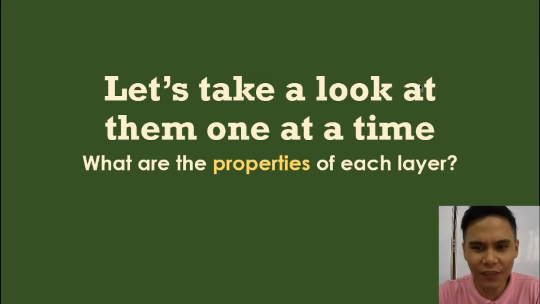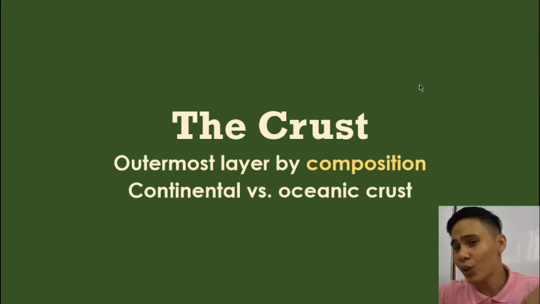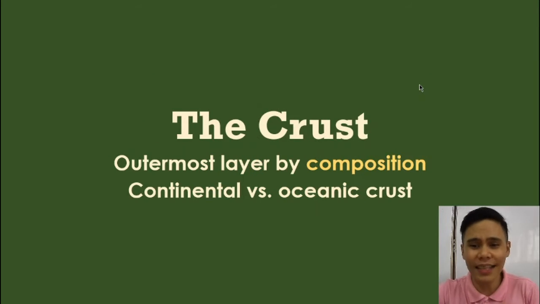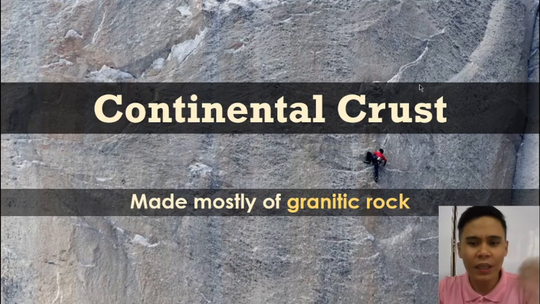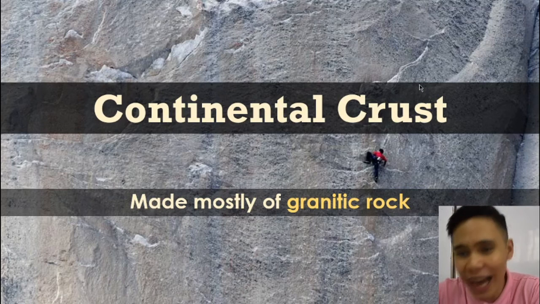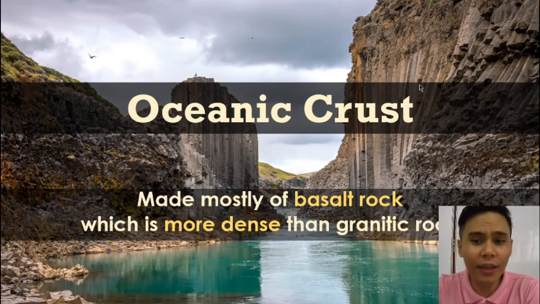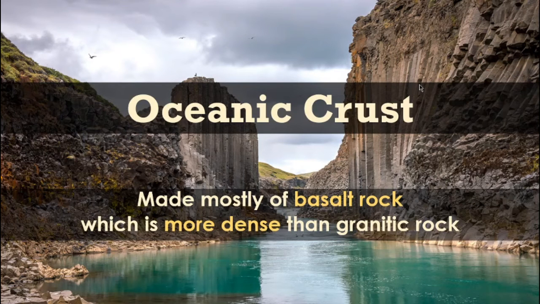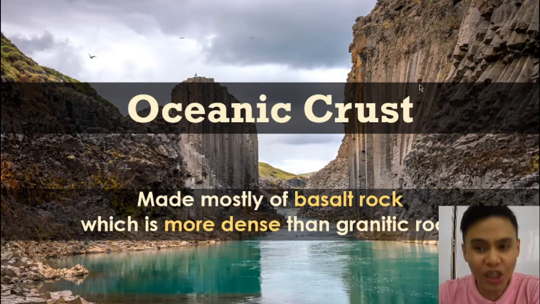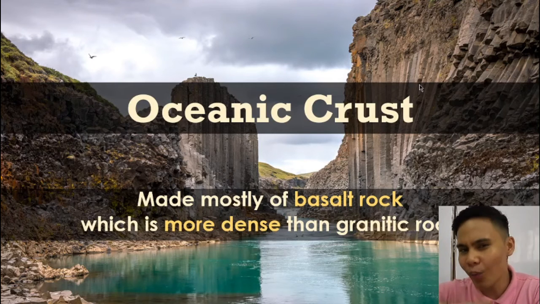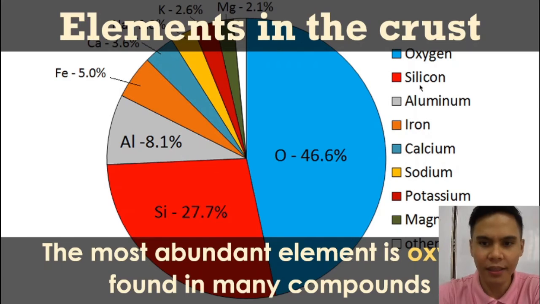Let's look at the properties of each layer. The crust is the outermost layer by composition. There's the continental and the oceanic crust. Continental crust is mostly made out of granite or granitic rock, so it's not that dense. Oceanic crust, on the other hand, is made mostly of basalt rock, which is more dense than granitic rock. This is an important concept later when we take up plate tectonics.